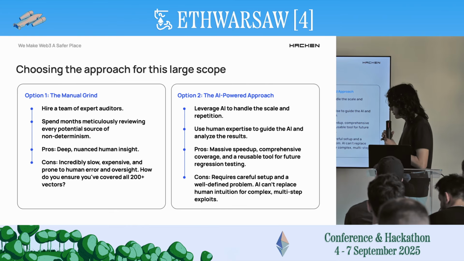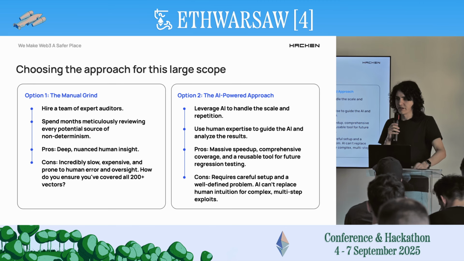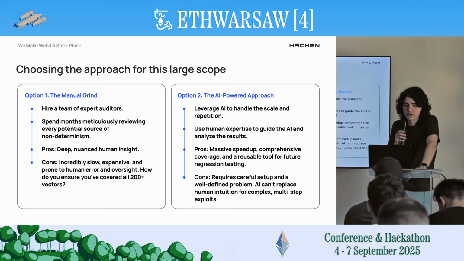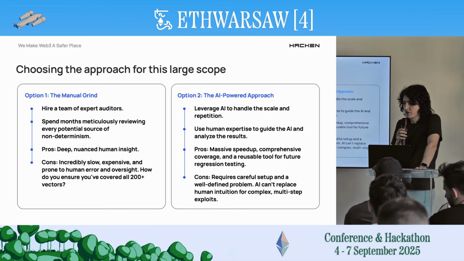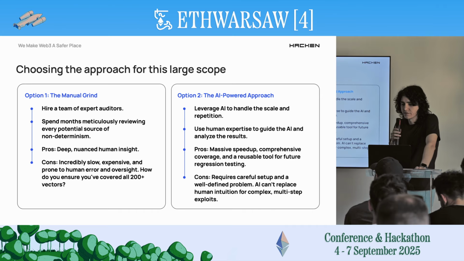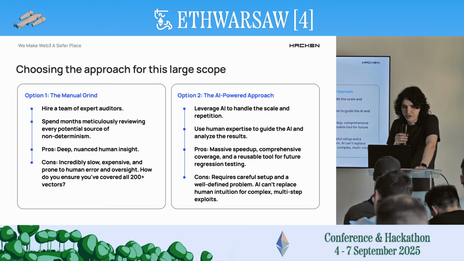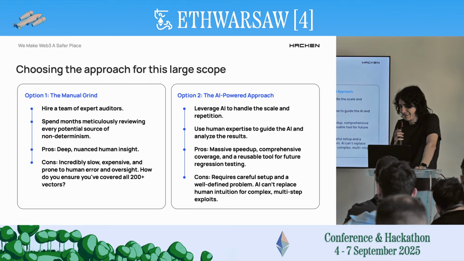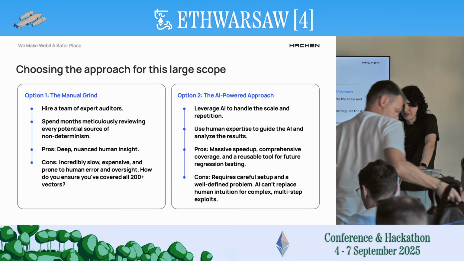Okay, so the scope of the audit was huge. We have those 200 plus sources of non-determinism. It would be a nightmare to test it manually. We would need to hire a team of a few auditors. We would need to spend a month to review every potential source of non-determinism. They would need to pay like $500,000 for an audit. So, as you probably know, they didn't have such a budget.